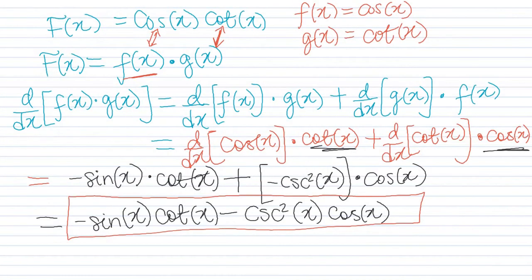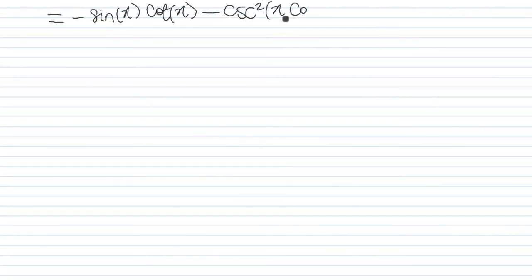So let's rewrite what we just had here. What we just had is negative sine x cotangent x minus cosecant squared x cosine x, right? We're going to rewrite that on the next page and then simplify. So we have that, and let's start breaking the information down.